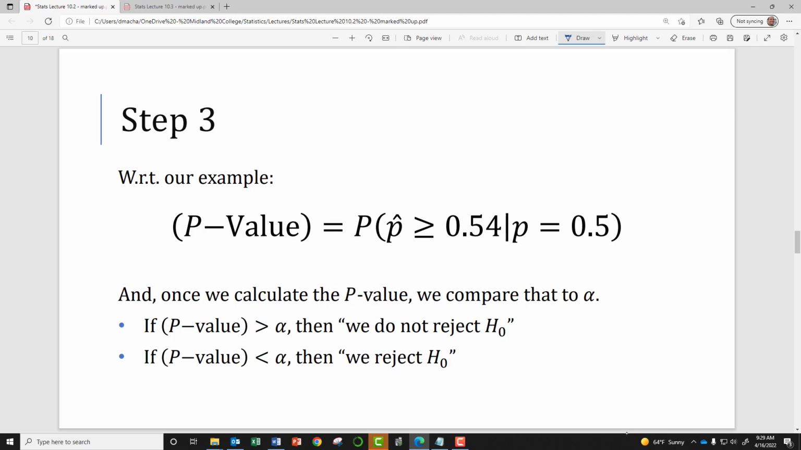And once we calculate the p-value, what we're going to do is compare it to this. Remember, lowercase alpha is our level of significance. And we wanted that to be a very small number. If our p-value is greater than alpha, then we don't reject our null hypothesis. But if our p-value is less than alpha, then we reject our null hypothesis.